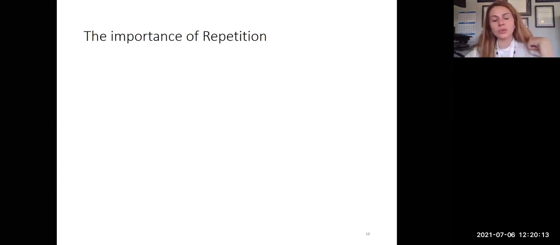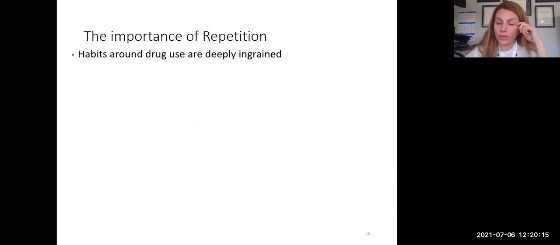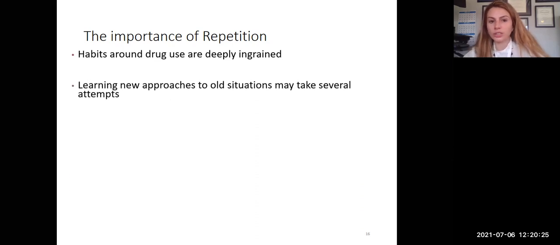A couple other things to keep in mind with CBT, especially when you're thinking about referring to a therapist or doing this yourself, is the importance of repetition. Habits around drug use are deeply, deeply ingrained. They don't change quickly. And so learning a new approach or changing that habit is going to take time and lots of practice.